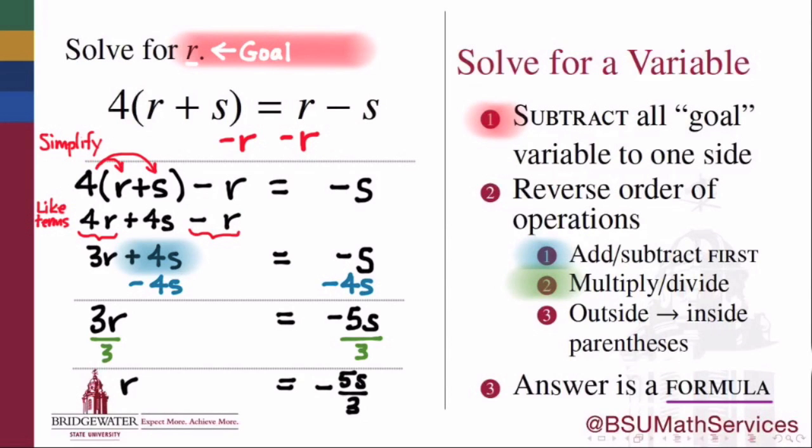If there were any parentheses remaining in the problem at this stage, we would deal with those by beginning on the outside of them and moving to the inside of them. Again, the opposite of what we do in the traditional order of operations when we evaluate expressions. Here there were no parentheses, so we didn't have that step to worry about. Finally, we realize that the r that we were looking for, our goal variable, is now by itself on one side of this equation. That means that we're done.